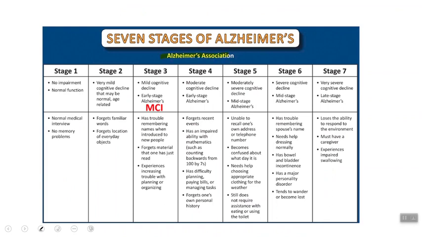This comes from the Alzheimer's Association, 7 stages of Alzheimer's disease. So if you haven't done anything to protect your brain, most people for sure are going to be in stage 3, and a lot of people are going to be in stage 4. So mild cognitive decline, which is what we call MCI, mild cognitive impairment. Has trouble remembering names when introduced to new people, forgets material that you've just learned, experiences increased problems with learning or organizing things. Now this right here is mild, right? And this is moderate cognitive decline, early Alzheimer's disease.